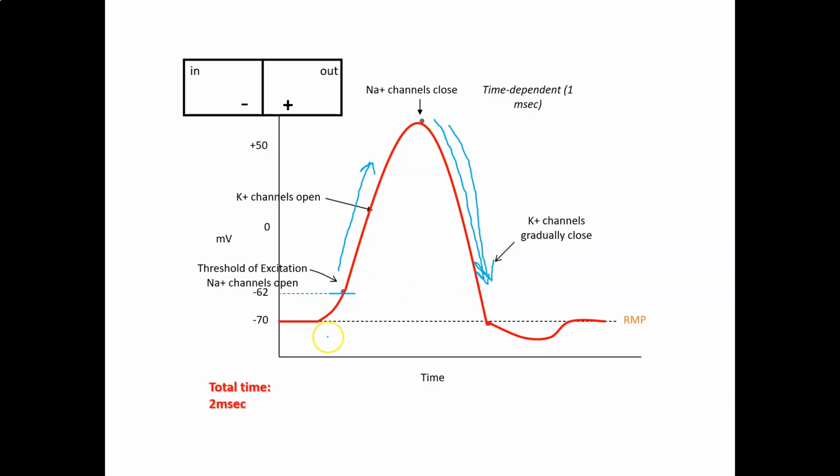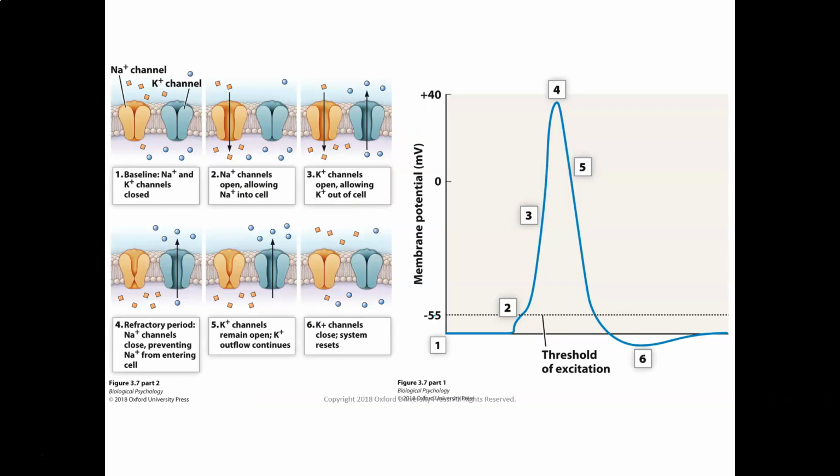Okay, all of this that I've just described, even though it probably took me 2 minutes to describe it, all of this takes 2 milliseconds, right? I mentioned there's 1,000 milliseconds in 1 second. And this is so fast, it takes 2 milliseconds for this to occur. And so your textbook kind of shows you what's happening at these different time points, but I've essentially said the same thing. And your textbook indicates that the threshold of excitation is negative 55, but it doesn't really matter.